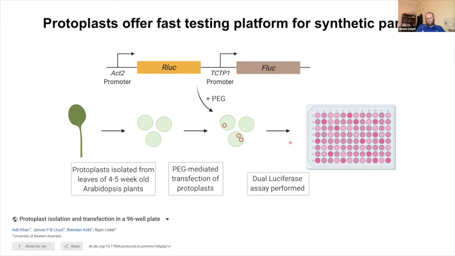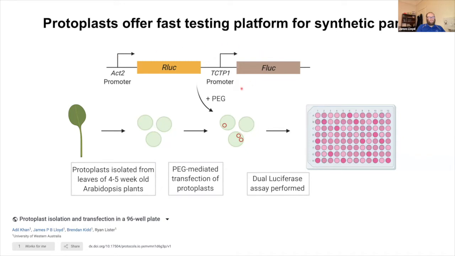I found it incredibly reproducible, which I know a lot of protoplast systems do have an annoying level of variability. So I highly recommend checking out the protocol that Adil Khan, a really talented researcher in the Lister lab, has shared online for this. It took a lot of optimization. The way it works is we isolate protoplasts from the leaves. These digest the cell walls away, we release the protoplasts, and then we use PEG to transform our plasmid DNA into them. We incubate them for 1 to 2.5 days, and then we perform a dual luciferase assay on them in a 96-well plate format.